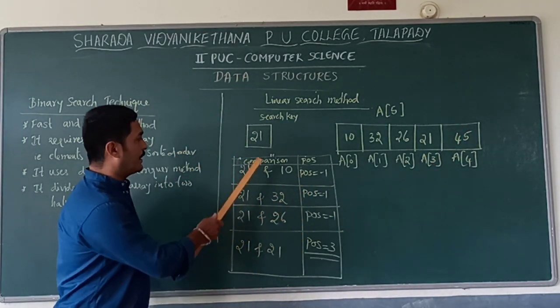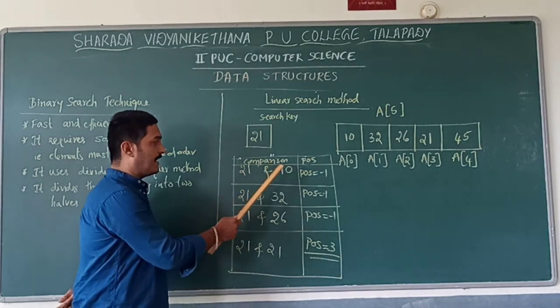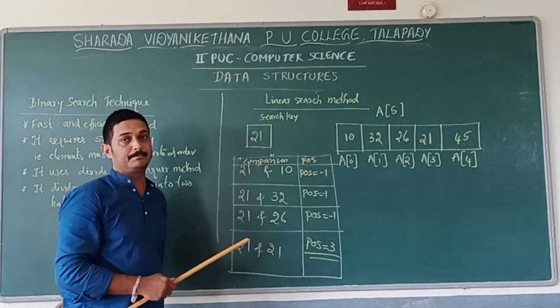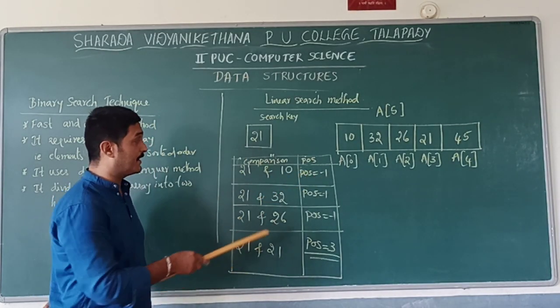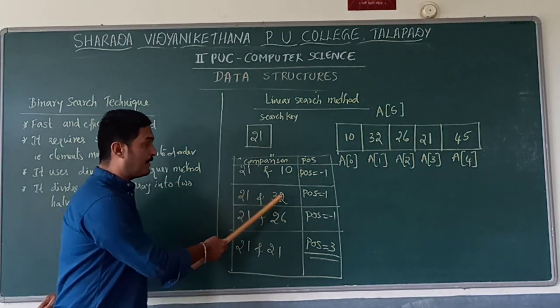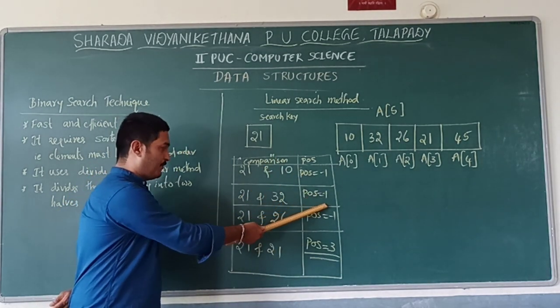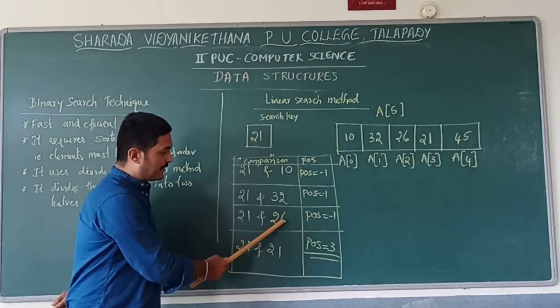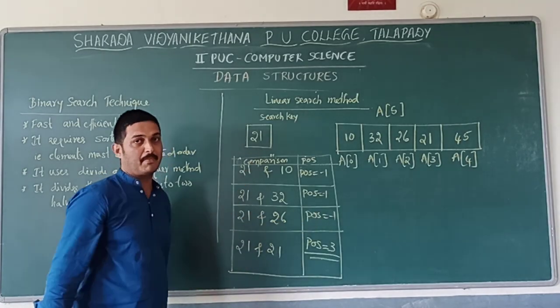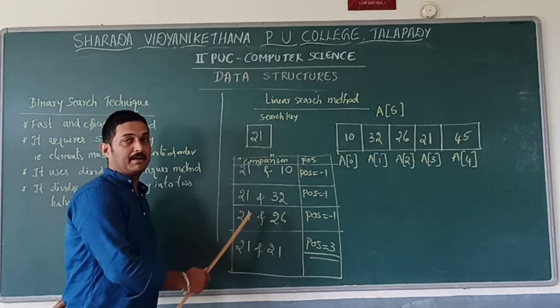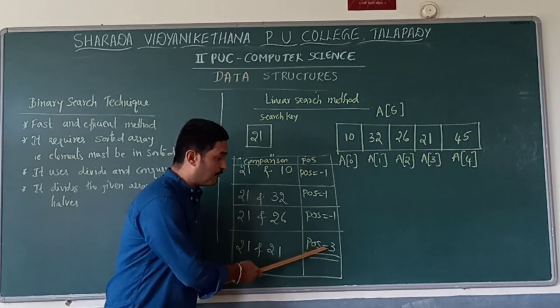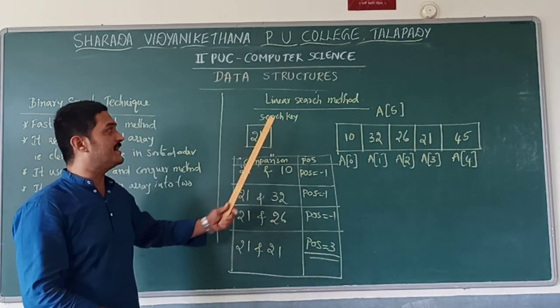Here, in the comparison and position, initially we initialize position as -1. 21 is compared with 32, so position remains -1. 21 is compared with 26, and position is still -1. 21 equal to 21 is true, so position equals 3. Okay, these are about the linear search method.